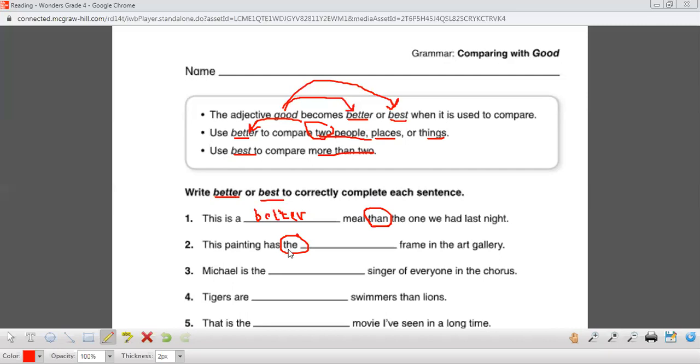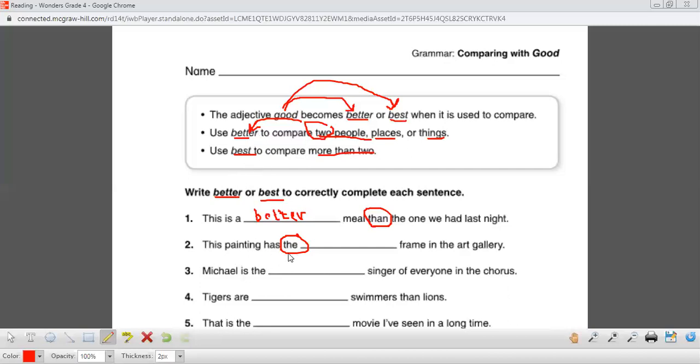As I told you, when we have than after the space, most probably we have better, and if we have the before the space, most likely we'll have best. But to have a precise measurement, you have to look at whether they are two options or more than two options. If they are two options, you will be comparing two things, and in this case you'll have better. If you have more than two options, you'll be using best.